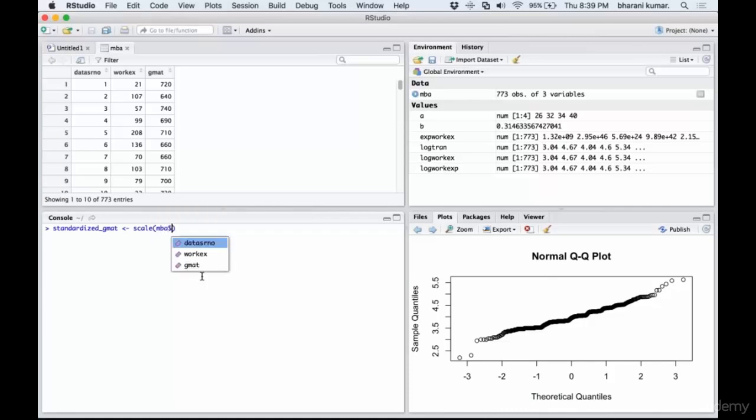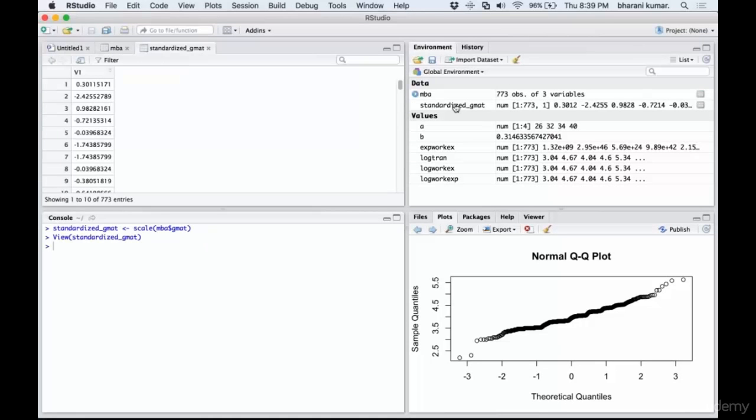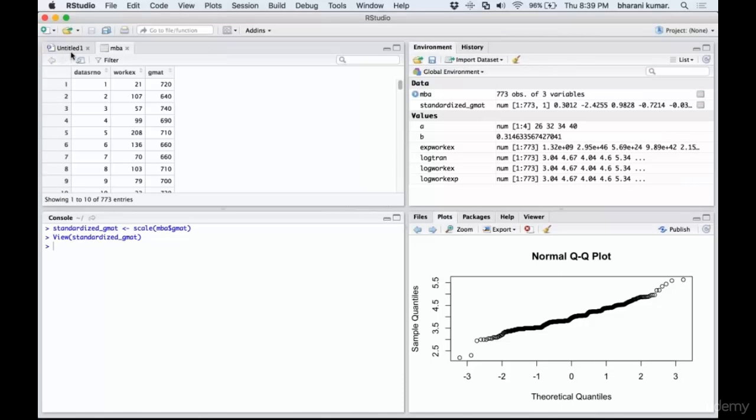Scale of MBA$GMAT. Why MBA$GMAT? Because I have this variable called GMAT in this dataset called MBA. There we go. If I click on this here, it will show you the standardized values. In that way, you can also standardize the entire dataset. Rather than standardizing each column, you can standardize multiple columns at one go. All these things slowly we'll be building upon.